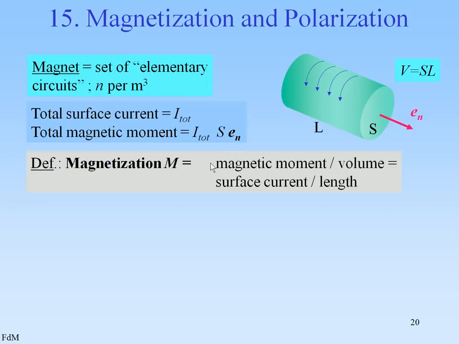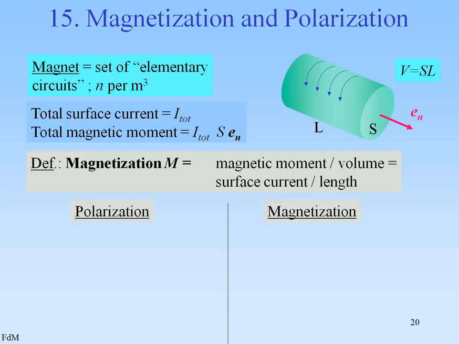Now the definition of the magnetization is the magnetic moment per volume, and as you can see here, the magnetic moment is the surface current divided by the length, as it is seen here, surface current divided by the length.